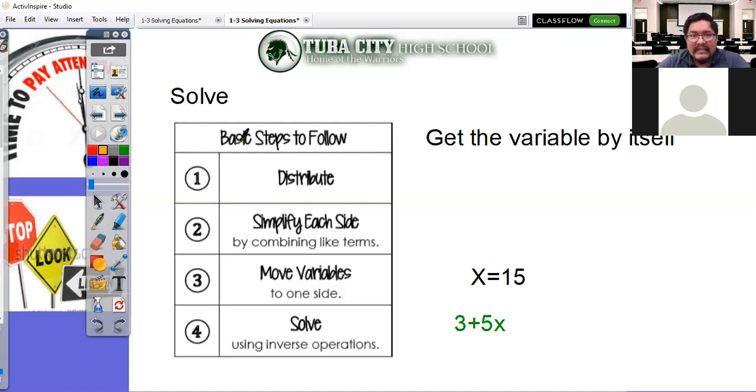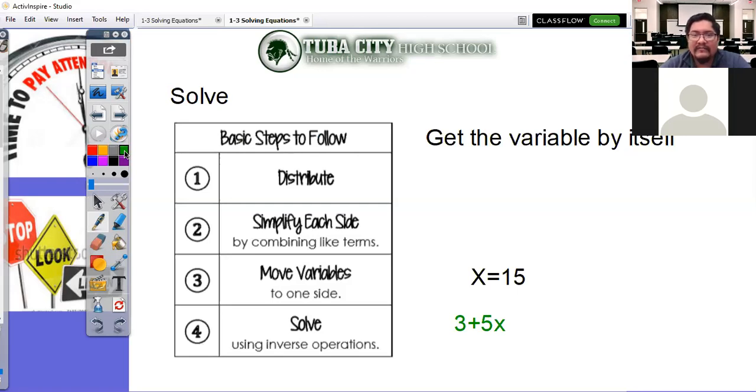So solve in this case means to get the variable by itself. That is what you do. There are other types of directions. In Algebra 2, there are going to be different things like graph, factor, simplify, evaluate, and all sorts of other directions. So solve is a very specific direction. Don't just go around saying everything needs to be solved, because not everything needs to be solved.